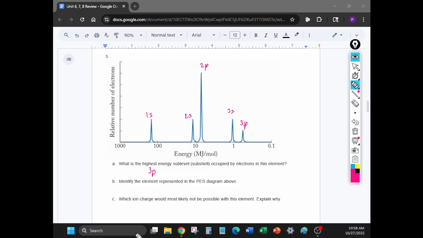Okay, not too bad. Alright, next we have to identify the element that is represented in this diagram. So we fill in the inner shells before we get to the outer shells. So this will be 1s2, 2s2, 2p6, 3s2. And if you look at 3p, it's about half the height of 3s, right? So it'll be 3p1. You go to your periodic table, and it is aluminum.